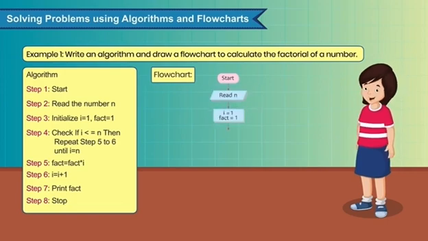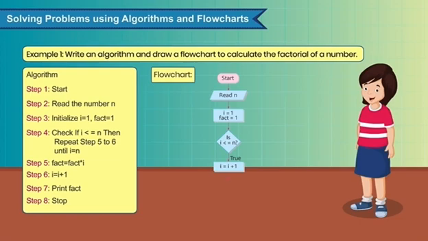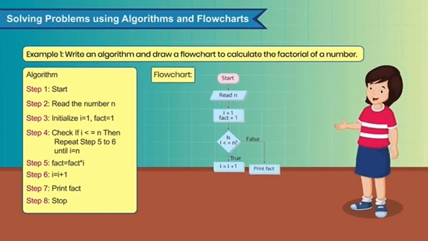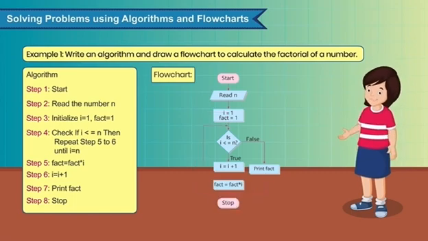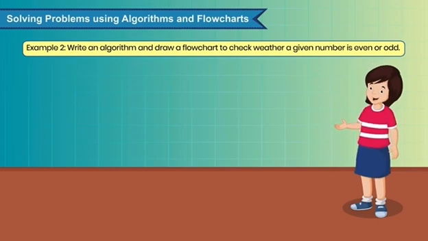i equal to 1. fact equal to 1. Is i less than or equal to n? If true, then fact is equal to fact multiplied by i, then i is equal to i plus 1. If false, then print fact. Then stop.